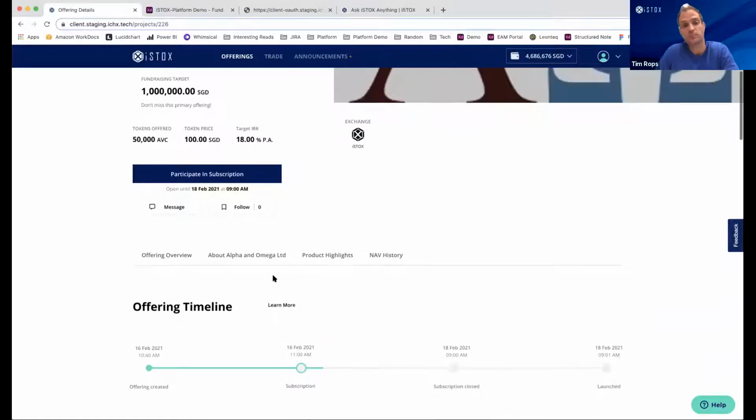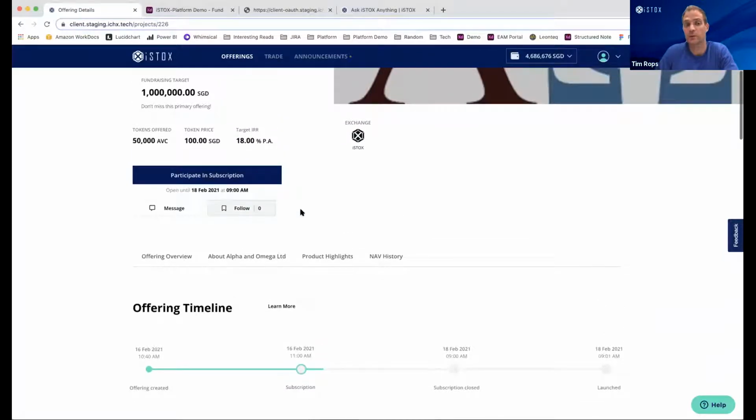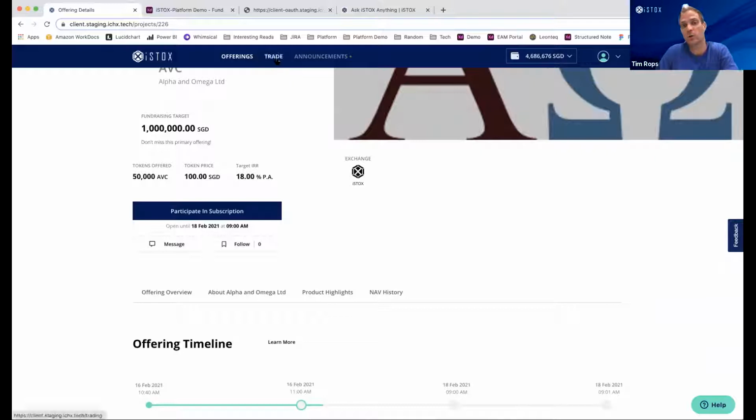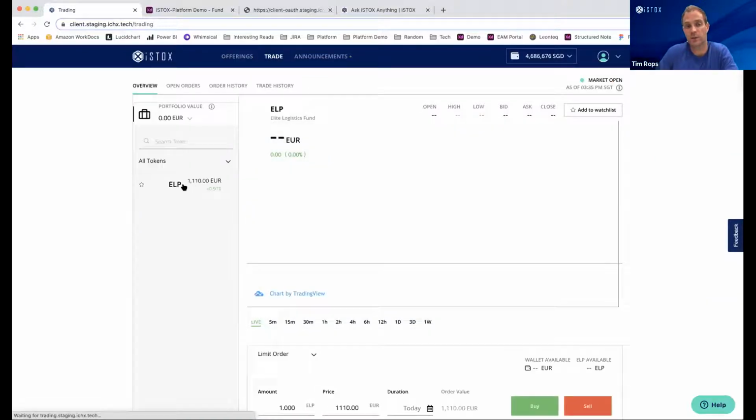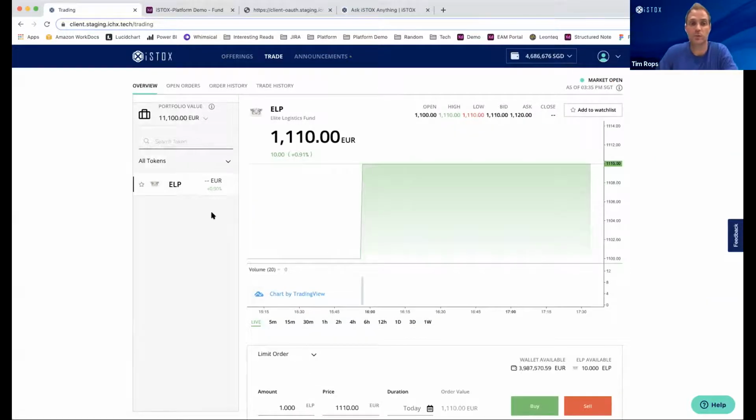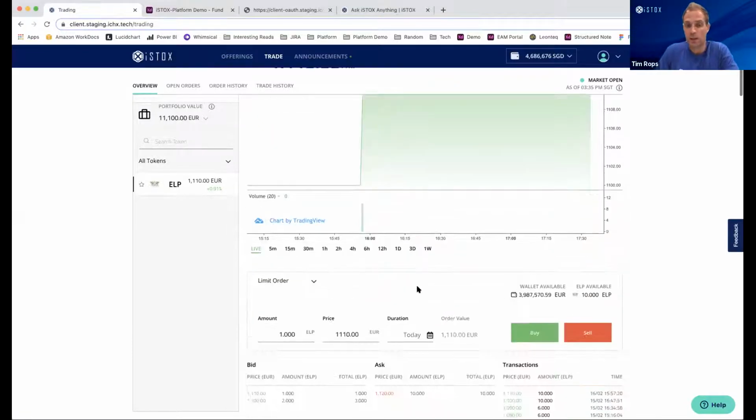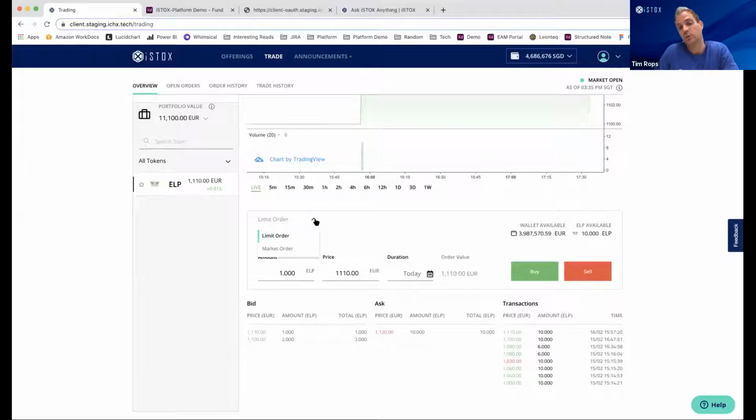also through our listing committee. And then it's a simple matter to participate in the subscription, or via our secondary trade, where you can see what is trading, which at the current moment is only Elite in our test environment. And then we have the opportunity for a limit order or a market order.